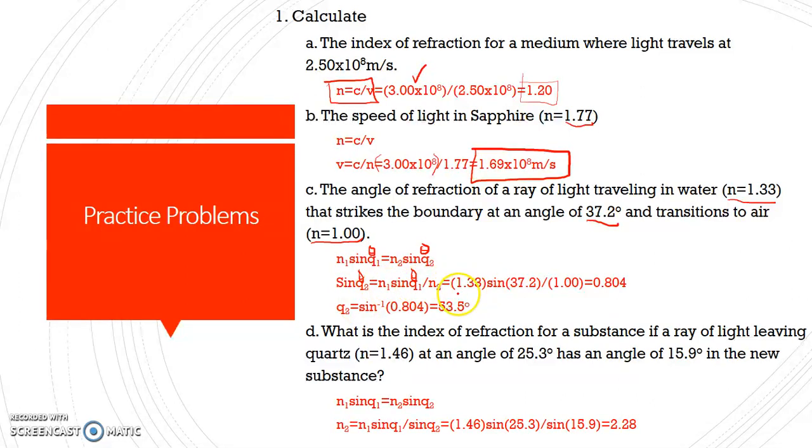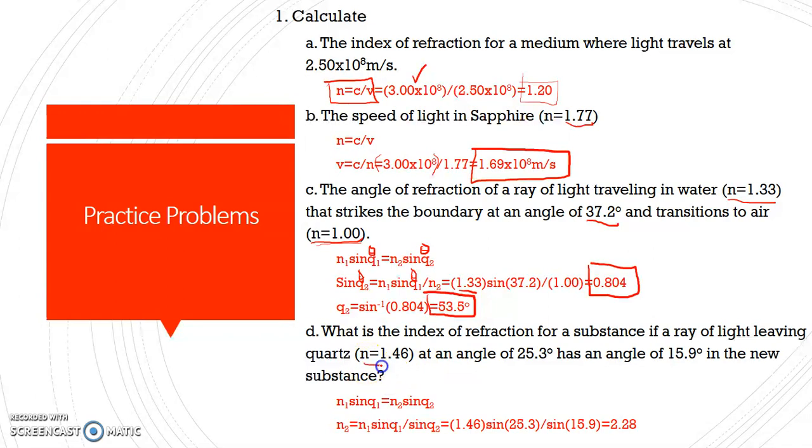But what we're going to do is plug in the index, 1.33 of that water, times the sine of the angle, 37.2, and divided by the index of the air, 1. So we should get 0.804. So then we need to take the inverse sine to get the actual angle. And if we plug that into our calculator, make sure your calculator is set on the correct settings, you should get 53.5 degrees.